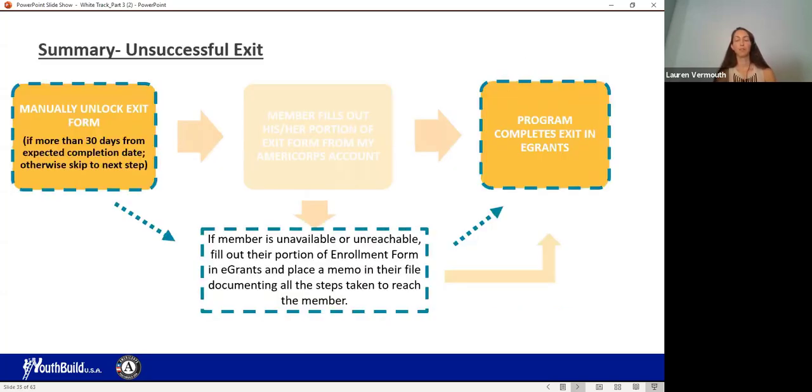So this is what I think is most likely going to happen in eGrants in a situation like this. Someone is leaving early, so we're probably going to have to go in and manually unlock that form in eGrants. If a member left early, I think it's highly unlikely they're going to be able to fill out their part in My AmeriCorps. We still have to reach out, like David said, and document at least 2 attempts. So that could be a memo. It could also be some screenshots, a copy of some emails if that's easier for you, or a letter, text messages. We just want to make a clear documentation trail of our efforts to reach out to that member. And then finally, you're going to go in and complete the exit form in eGrants.